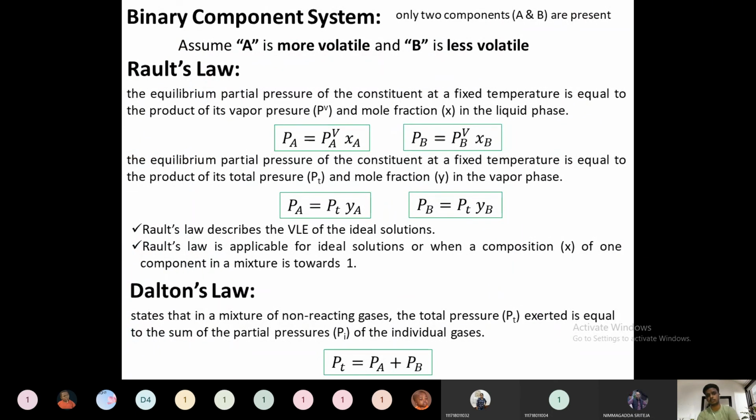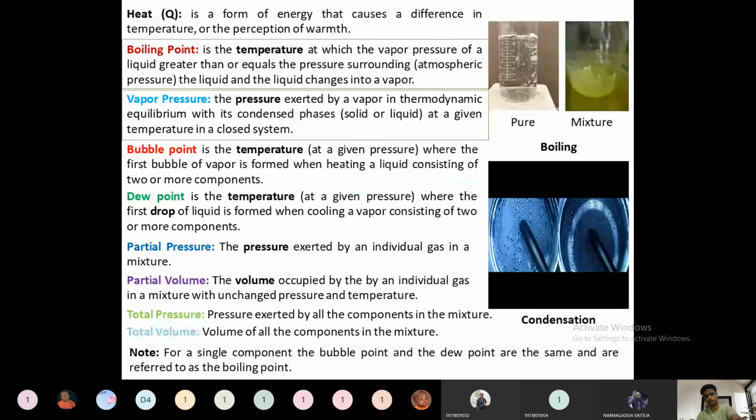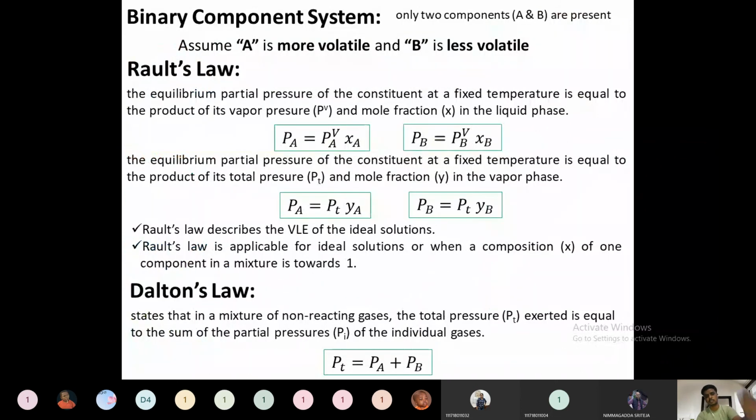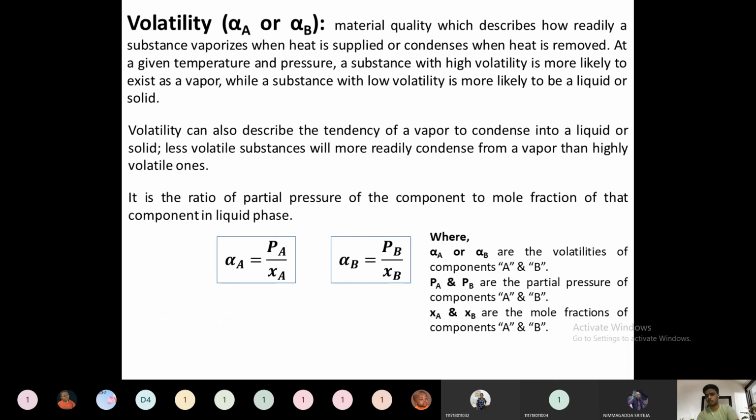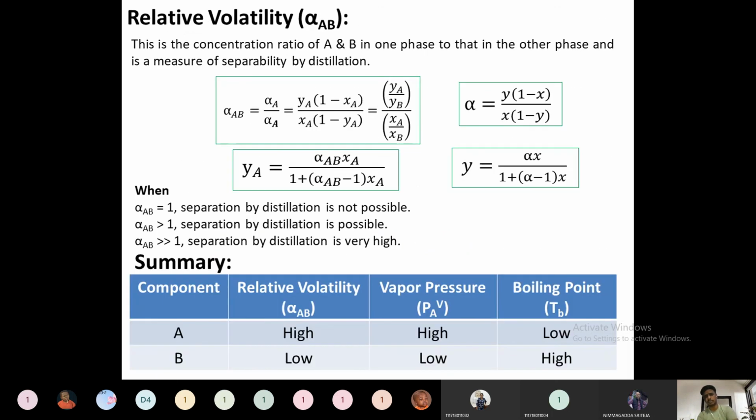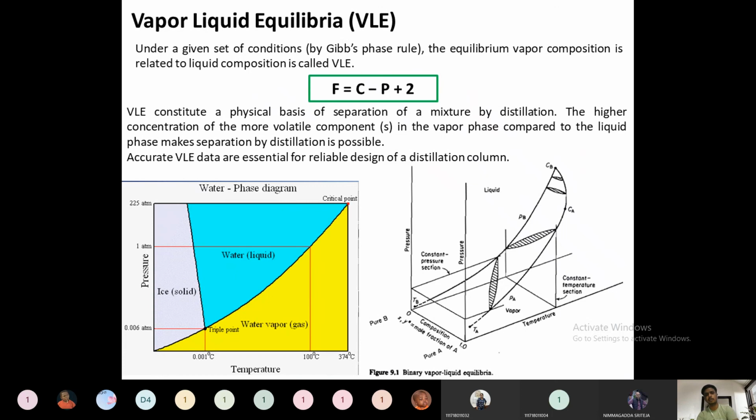So we have to study what Raoult's law is, how these pressures are related: vapor pressure, partial pressure, mole fractions, bubble point, dew point, and boiling point, total volume, partial volume, how they are related. By using these laws, Raoult's law, Dalton's law, Amagat's law, Henry's law, all are useful to relate all the quantities which we have defined for the mixtures. So what is volatility, what is relative volatility, we can define. We can summarize how the relative volatility will influence the boiling point and the vapor pressures. Then what is the vapor liquid equilibrium, what is the Gibbs phase rule.